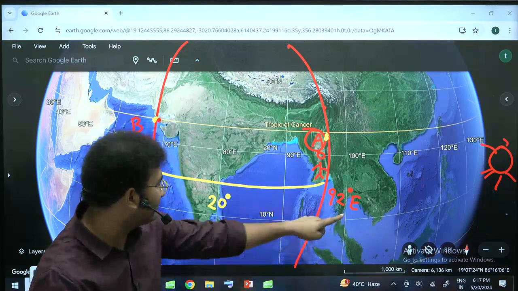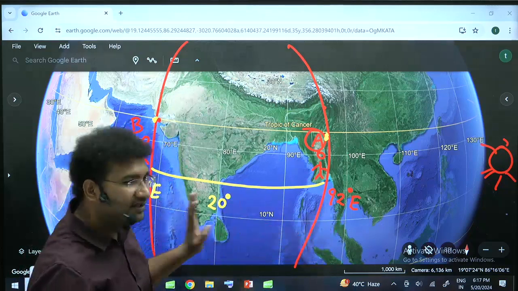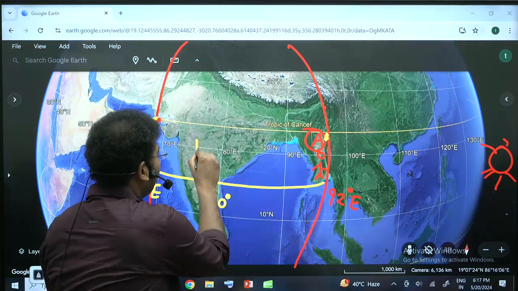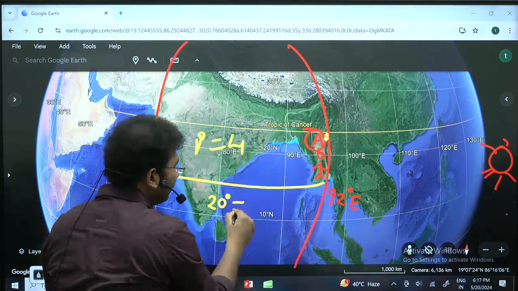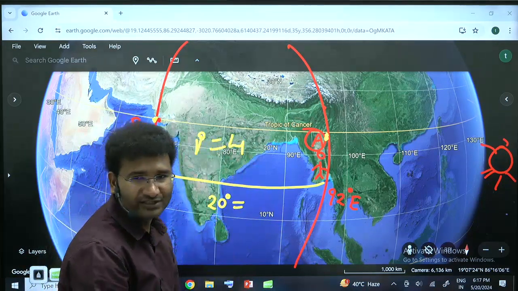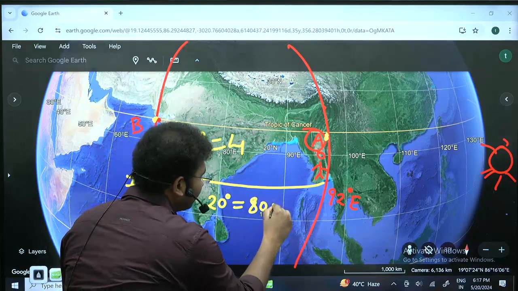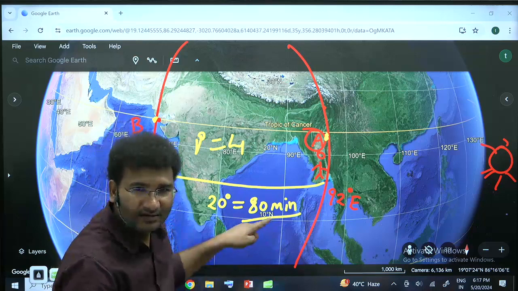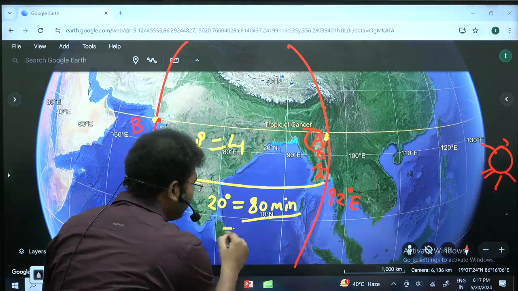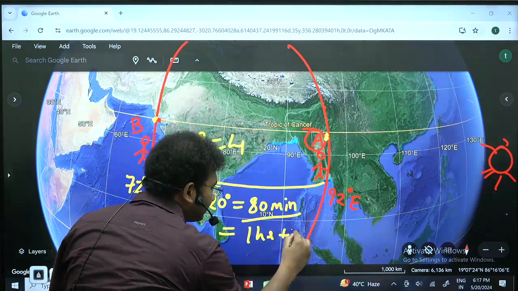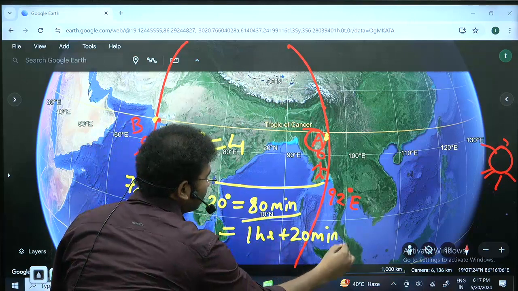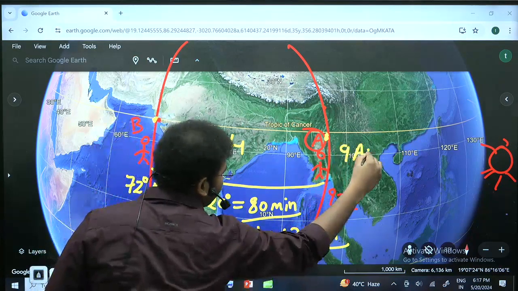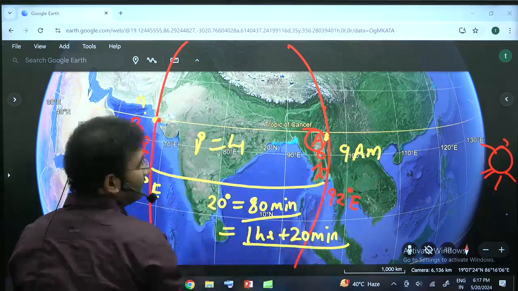Okay, because this is also east, this is also east. There is a 20 degrees difference. 1 degree is equal to how many minutes? 4 minutes. If 1 degree is equal to 4 minutes, 20 degrees equals 20 into 4. How much? 80 minutes. Right? Which is equal to 1 hour plus 20 minutes. So, suppose the time here is 9 a.m., what will be the time here?